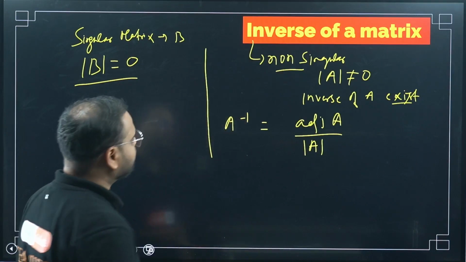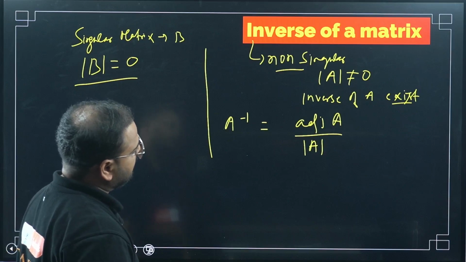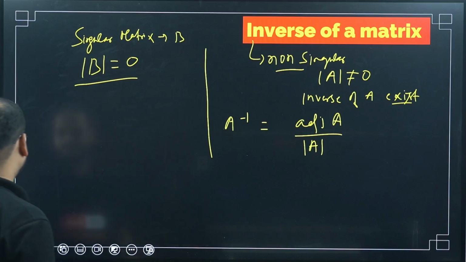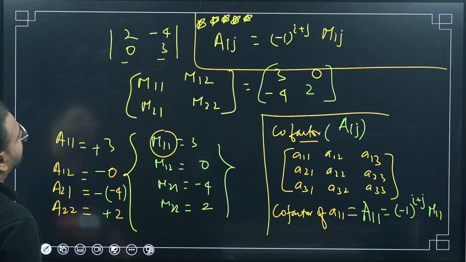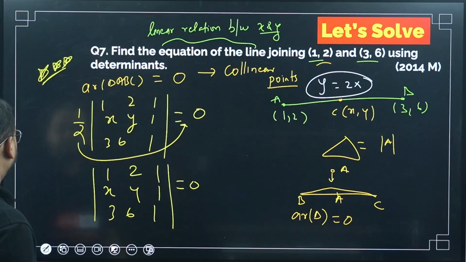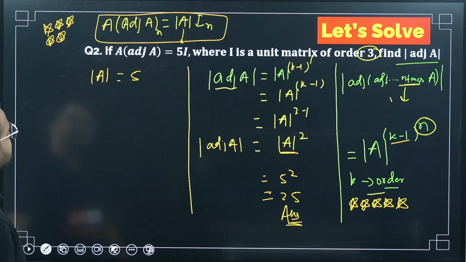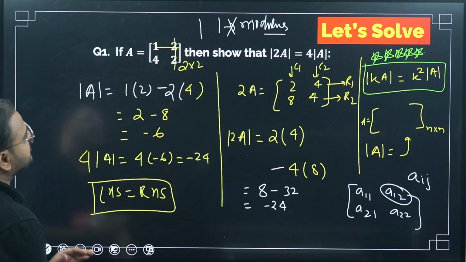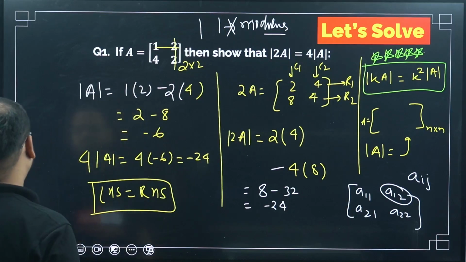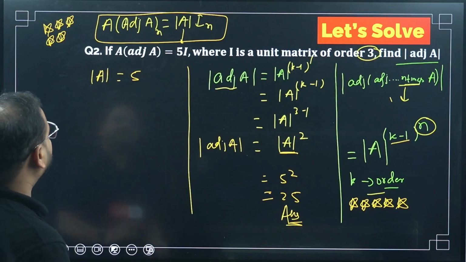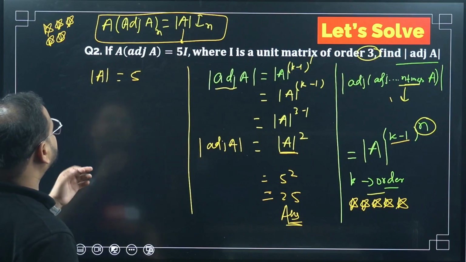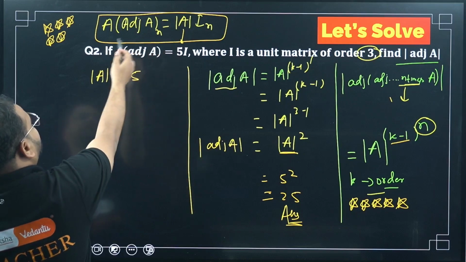Now I think there was a property in question number 1 that I used. I wanted to explain it to you from there. Let me check quickly. Yes, this only, right? No, not this one. I think this one. No, not this one. Okay. From here. Yeah, A adjoint A is determinant of A.